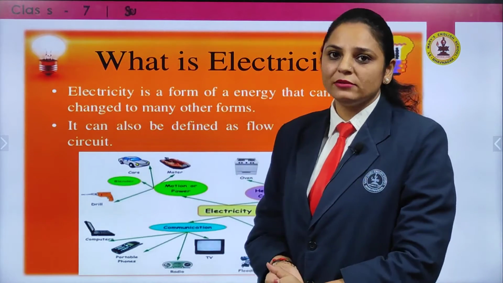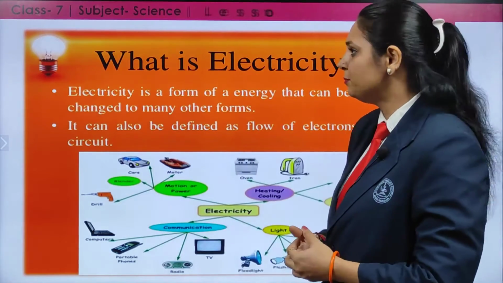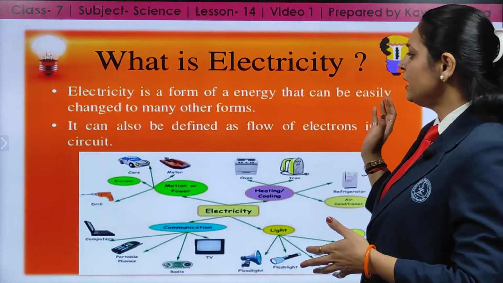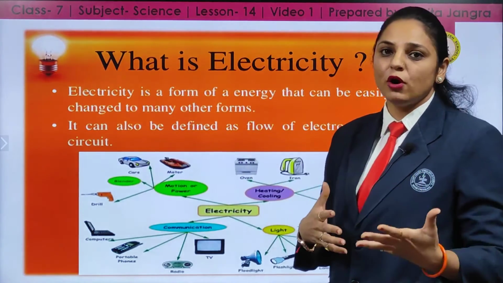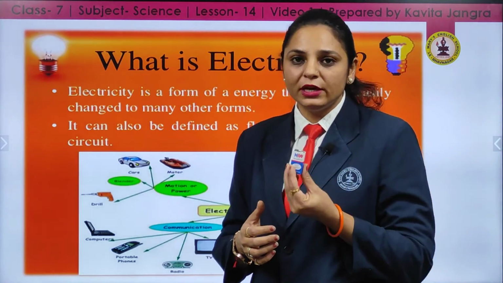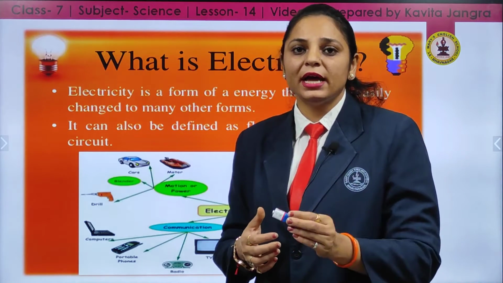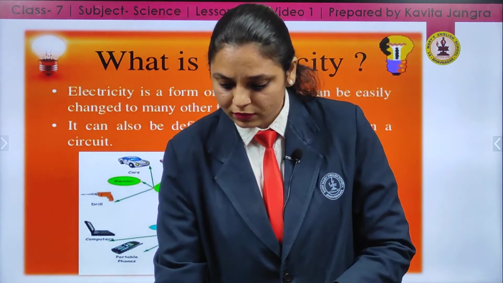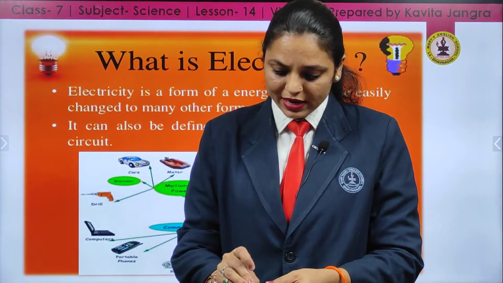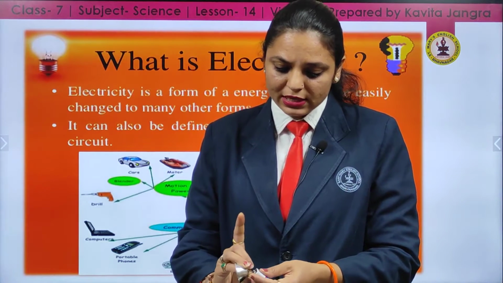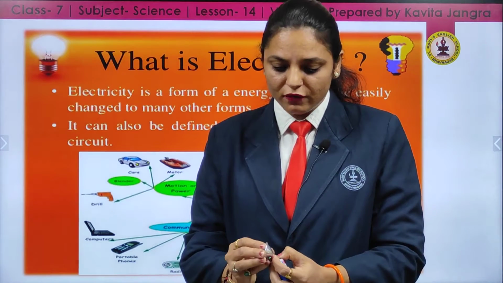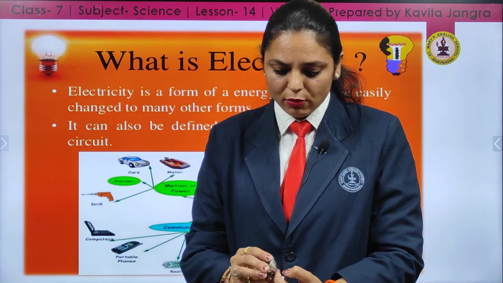So what do you understand by electricity? As I have shown you with the battery, it's a form of energy that can easily be changed to many other forms. Inside that battery, there is a stored form of energy. When I light up the LED by connecting it with the battery, I am converting the stored chemical energy into electrical energy.